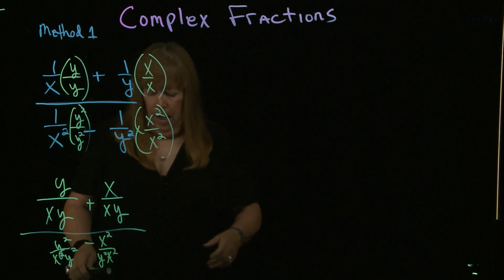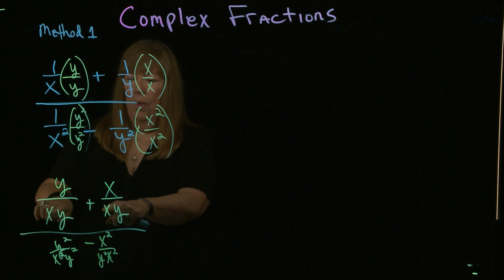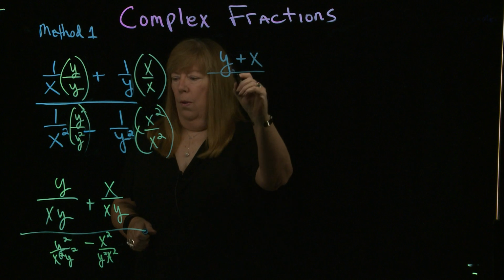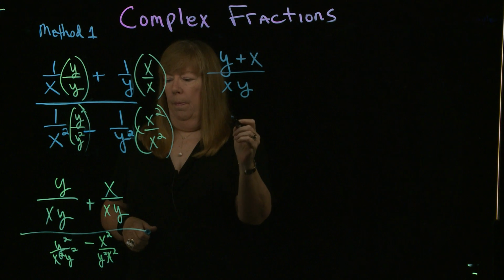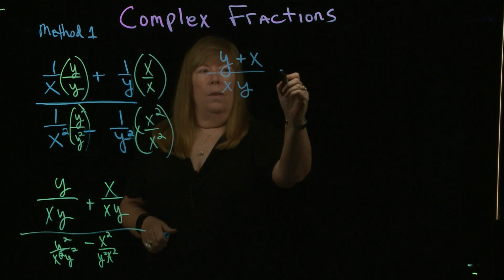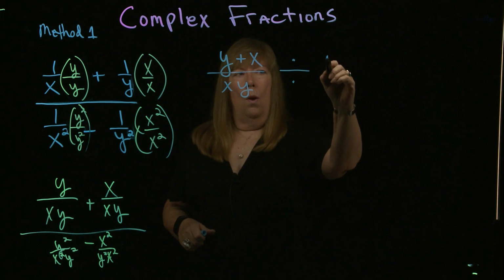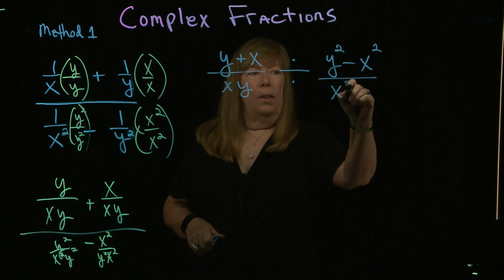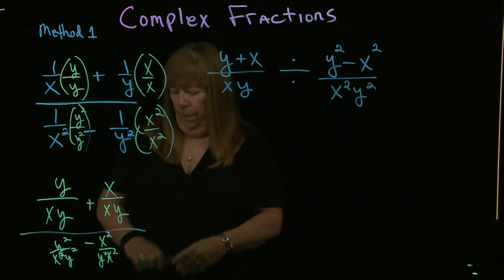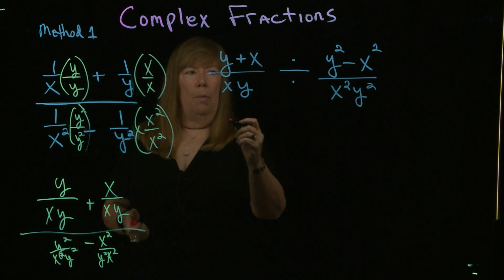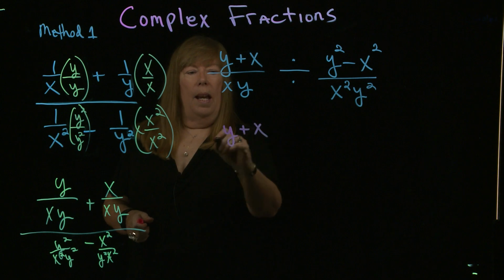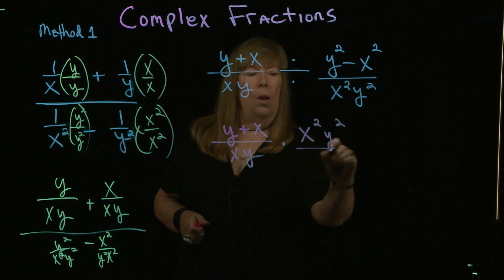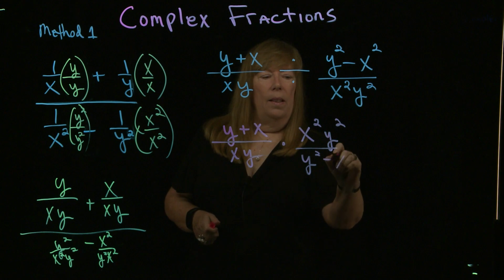Okay. Now we can combine these under the same denominator, right? So we're going to have y plus x over xy divided by y squared minus x squared over x squared y squared. All right. Remember what we did next? Keep, change, flip. Y plus x over xy times x squared y squared over y squared minus x squared.